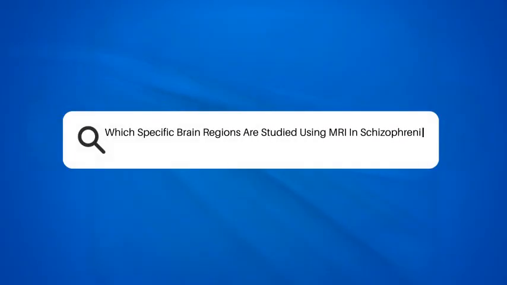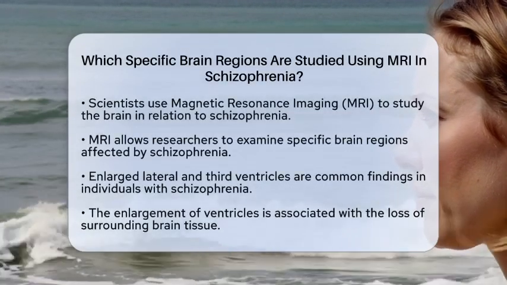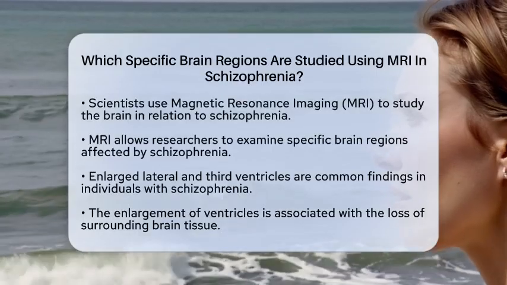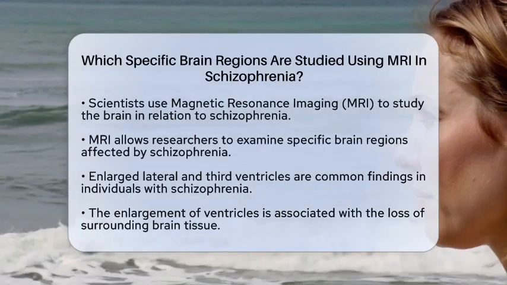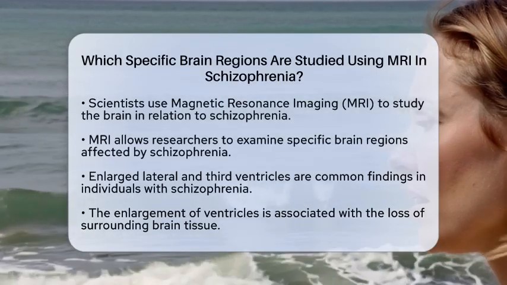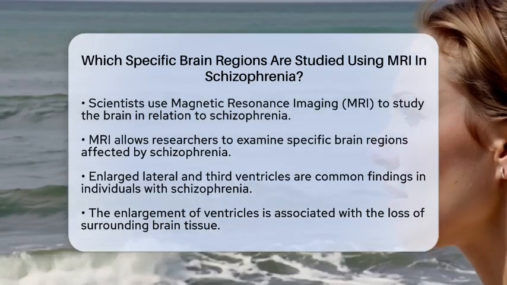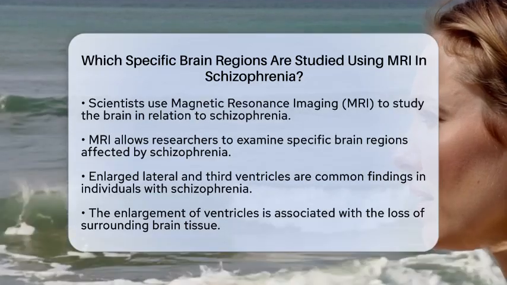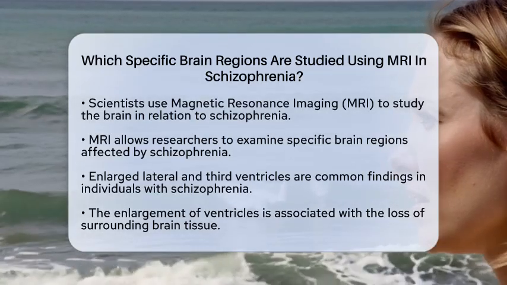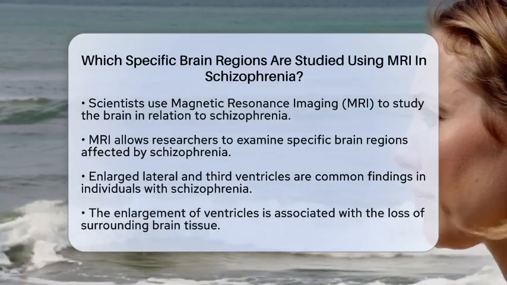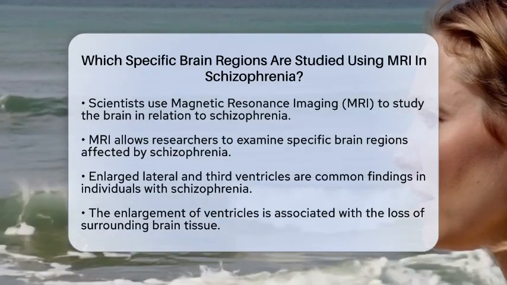Which specific brain regions are studied using MRI in schizophrenia? Have you ever wondered how scientists study the brain to understand schizophrenia? One of the most important tools they use is magnetic resonance imaging, or MRI. This technology allows researchers to look at specific brain regions that may be affected by this complex disorder. Let's take a closer look at these regions and what they reveal about schizophrenia.